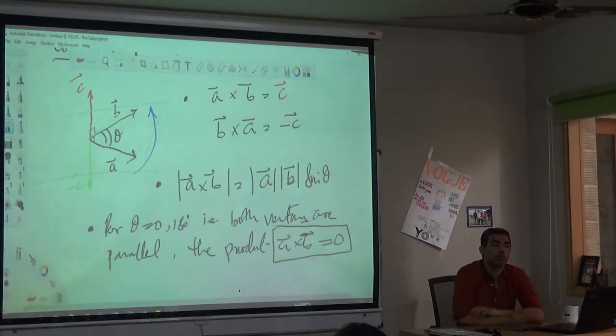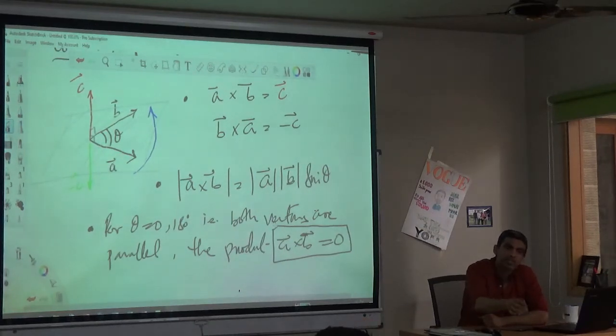But it's the other way around for dot product. When your vectors are perpendicular, your dot product is 0. And when your vectors are parallel, your dot product is at a max. You get the maximum value for the dot product when your vectors are parallel.